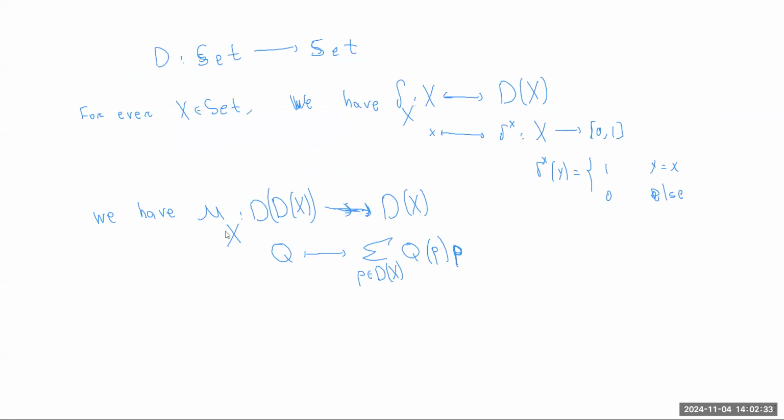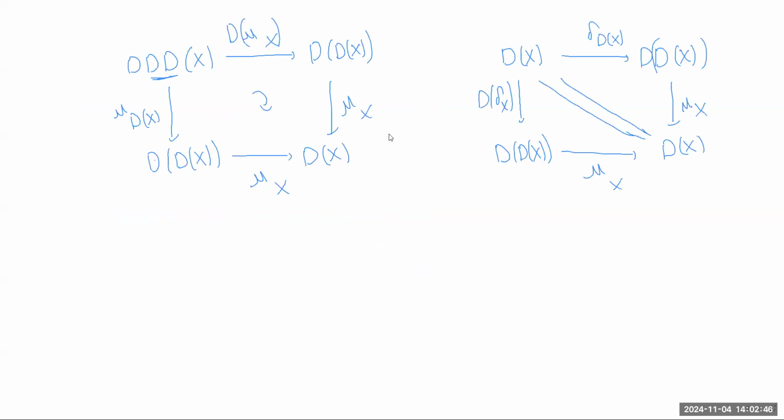Okay, this is a general phenomenon that happens also. There are many other functors that come with these maps and have this property. We call it a monad. So that means that D is a monad. We call it the distribution monad because it is a monad.